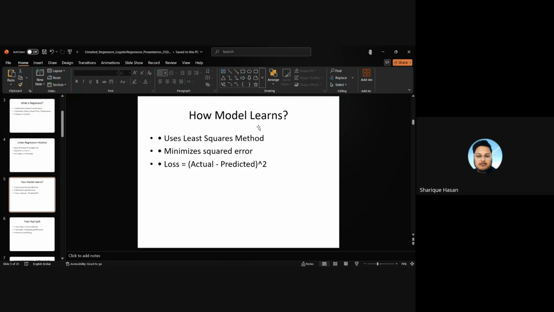Now, how does the model learn? It uses the least squares method and minimizes the squared error. Loss = (actual - predicted)^2. What it really means is that the model learns by squaring the error and minimizing it. We see the difference between the actual result and the predicted result, subtract predicted from actual, square it, and we get the loss.